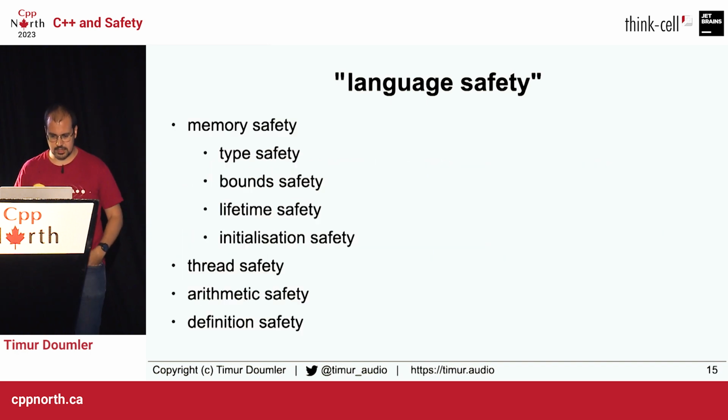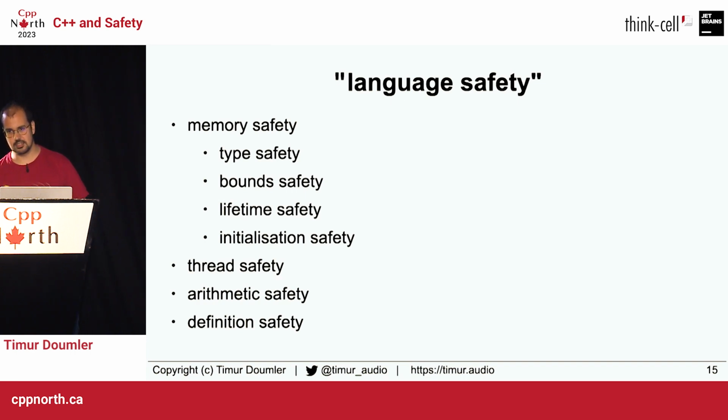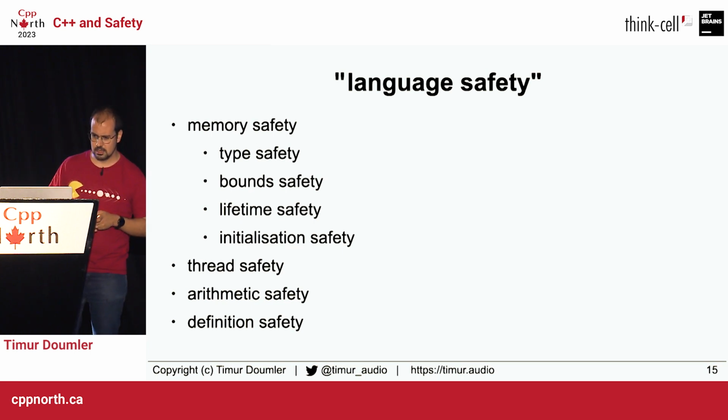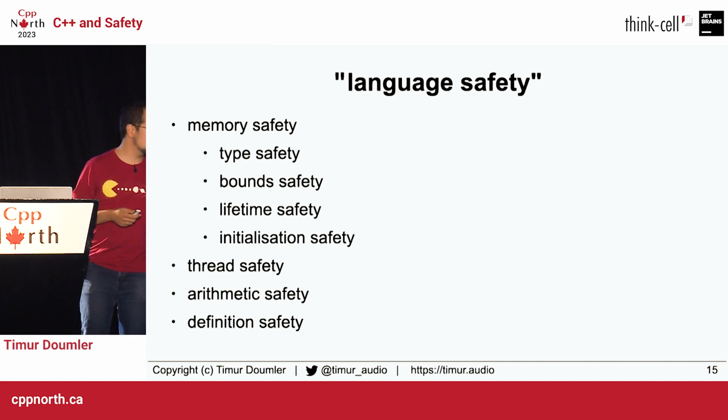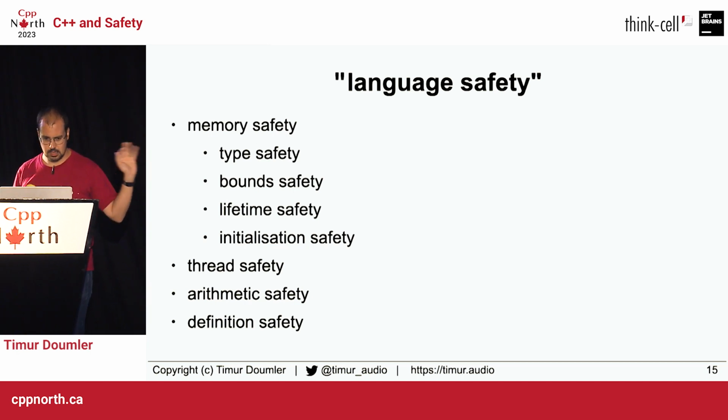So there are lots of very different types of safety that people are talking about, right? You can divide this further into memory safety, which then splits into type safety, bounds safety, lifetime safety, initialization safety. There's thread safety, arithmetic safety, and something that's not talked about very much, but I do want to mention here, which is definition safety. So we're going to get into all of those in the rest of the talk.